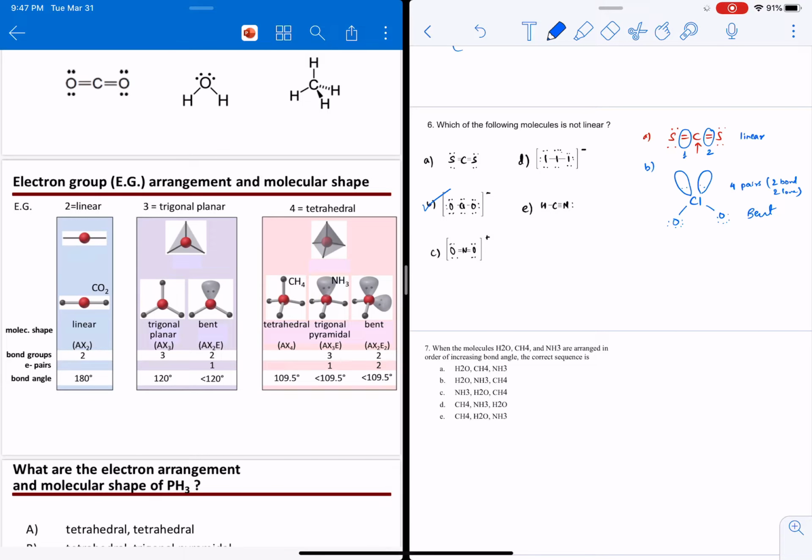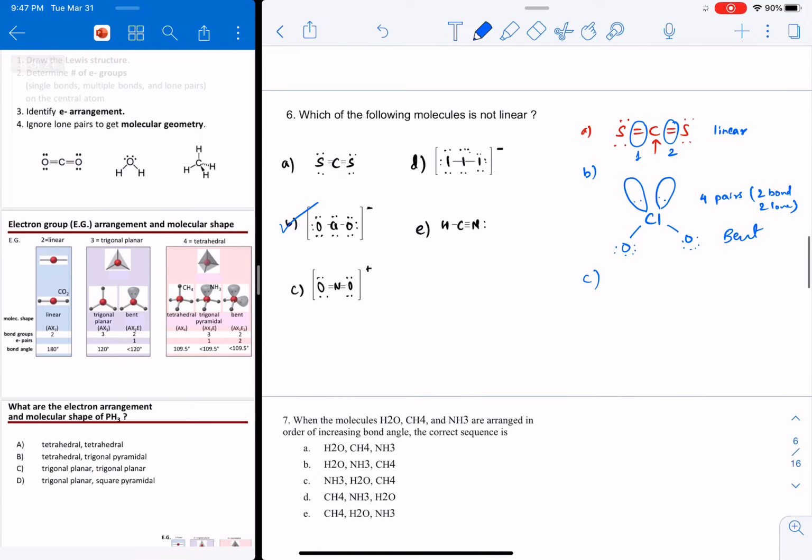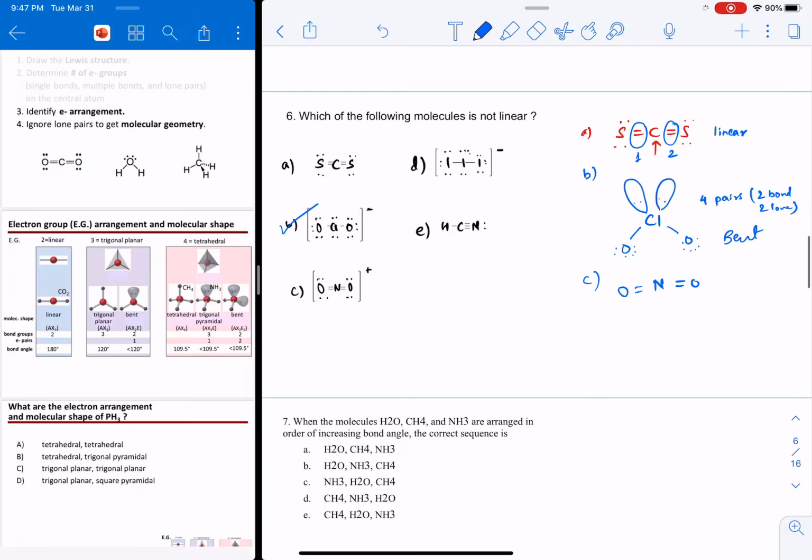But let's check for C, D, and E and how they are linear. Let's do that. So let's see the question for C, and we'll make it smaller. So this one is N, you have oxygen, and you don't have any lone pairs. So again, you see there are only 2 pairs, and that is bond pairs. The only option with 2 bond pairs is linear. If you see on the left side, molecular shape is again linear.